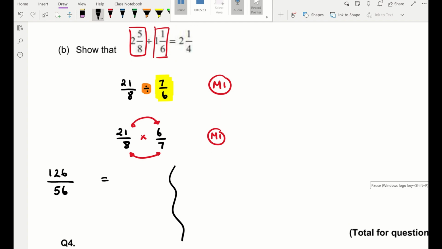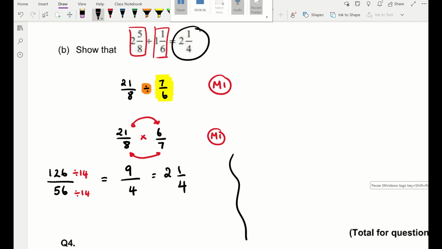I would do the following. I would say to myself, well, how many times does 4 go into 56? 56 divided by 4. Well, that's 14 times 4, so divided by 14. Divided by 14. 126, and I'd use my calculator, divided by 14 is 9. And then your final answer must look like that, equal 2 1/4.